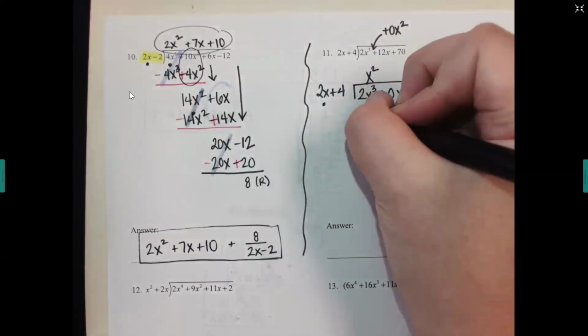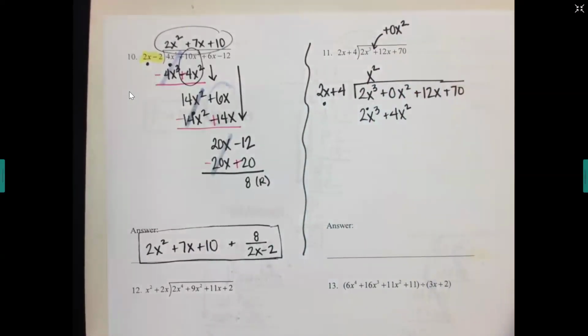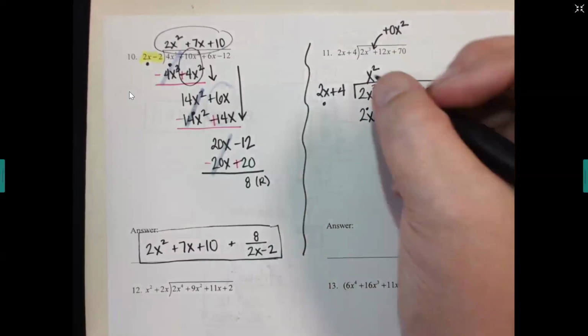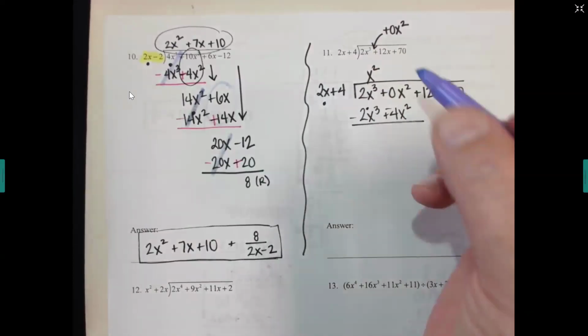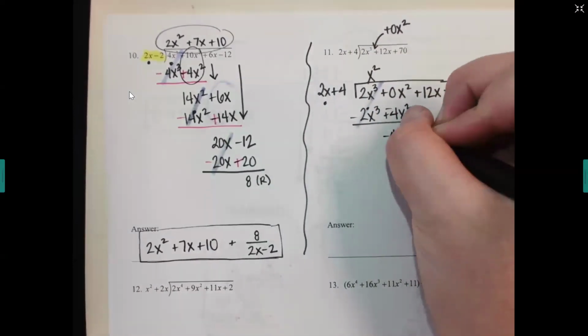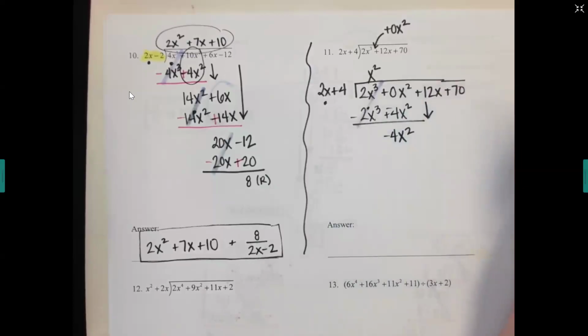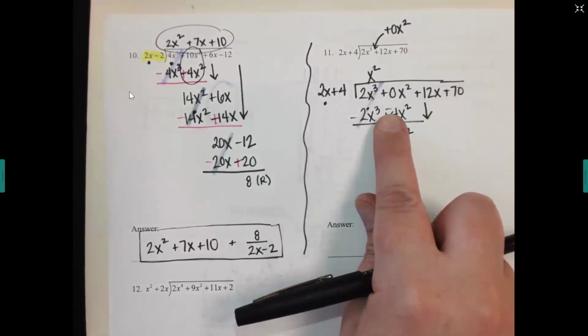2x times x squared is 2x cubed. X squared times 4 is a 4x squared. Then minus all the way across. 2 minus 2 is going to cross out. Same old thing. Okay, but then what happens when I have 0x squared take away 4x squared? It'll just stay a negative 4x squared. That's right. So now it's a minus 4. Yeah.